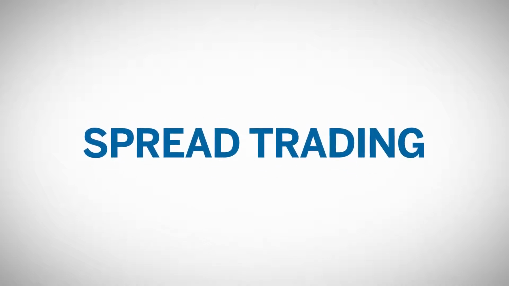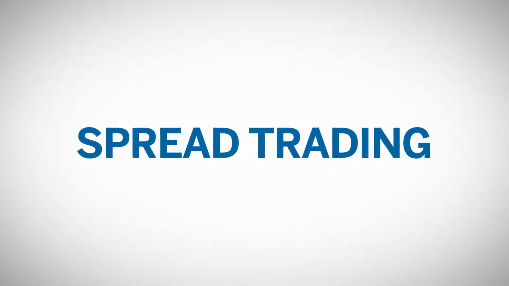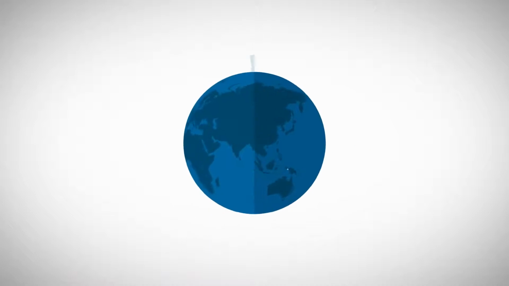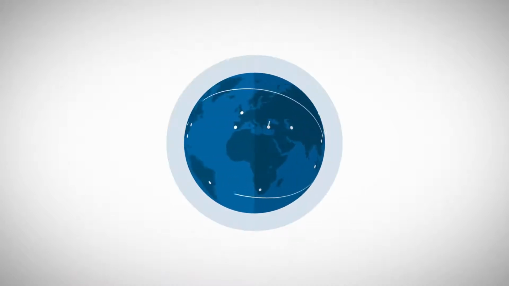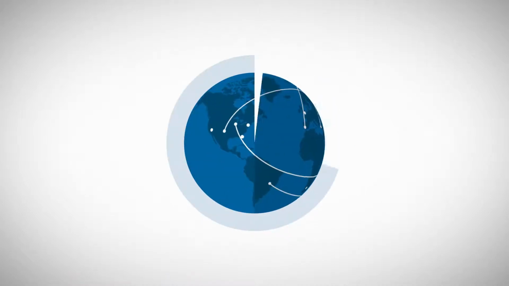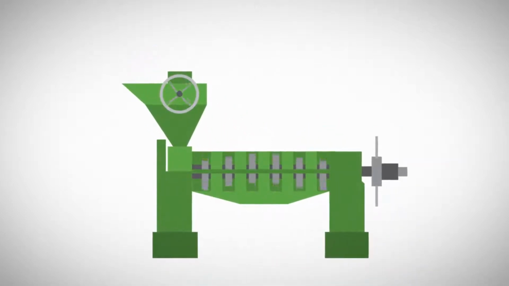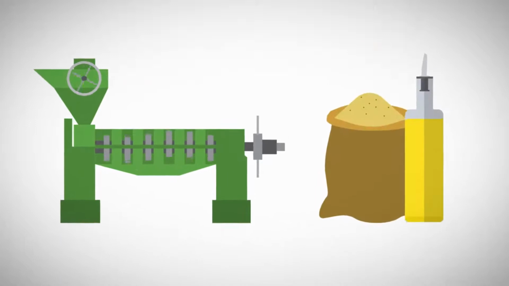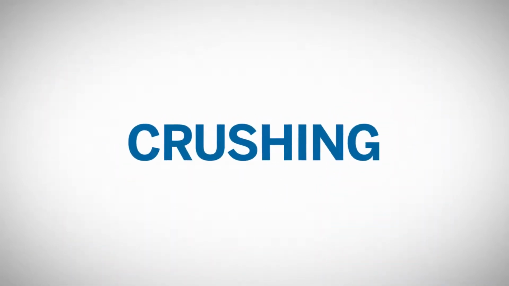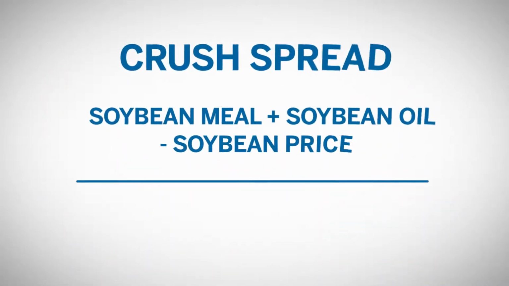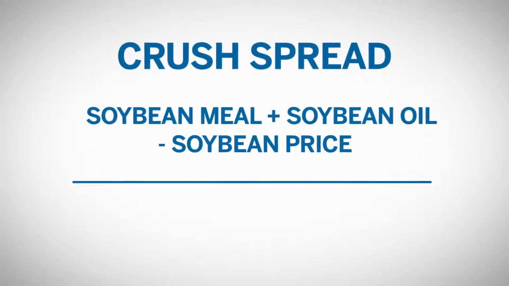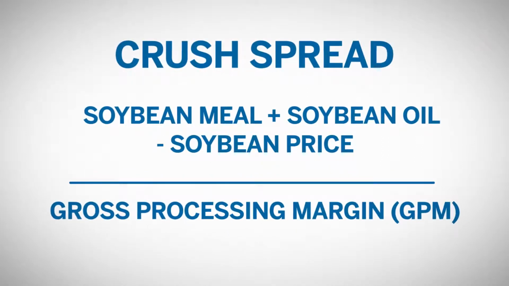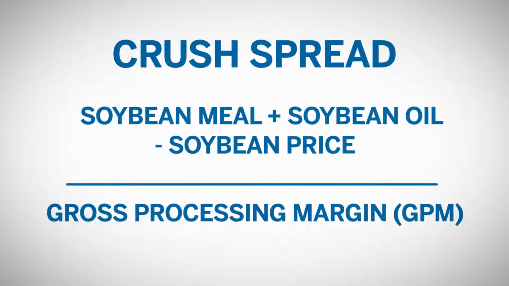Spread trading, which involves simultaneously buying and selling two different contracts, is a widespread strategy in the grain and oilseed markets. A key spread trade in the soybean market is what is known as the crush spread. Soybeans are processed into soybean meal and soybean oil through a process known as crushing. The crush spread is the difference between the value of soybeans and its byproducts, and is considered a gauge of the potential profit margin for soybean processors.